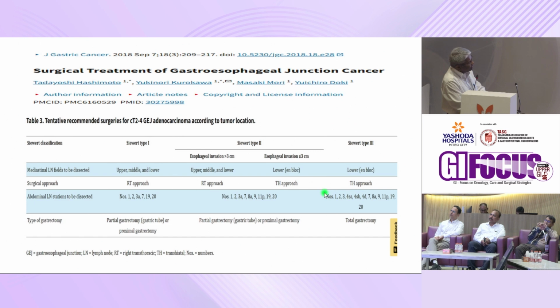And in type 3, it is the lower mediastinal lymph nodes to be resected en bloc, trans-hiatal approach, and the surgery would be either total gastrectomy or extended total gastrectomy.